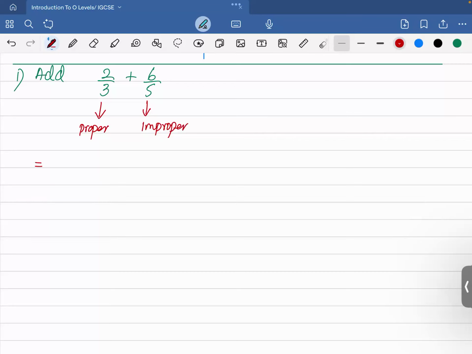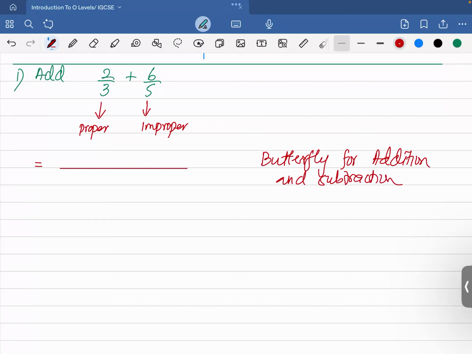You always have to remember the butterfly method for addition and subtraction. Understood, everybody, or not? So what is the butterfly method? Just pay attention, please. I'm going to write it for you. Multiply the denominators. Agree? Yes, sir. Same sign, and cross multiply. Cross multiply. Is this clear?